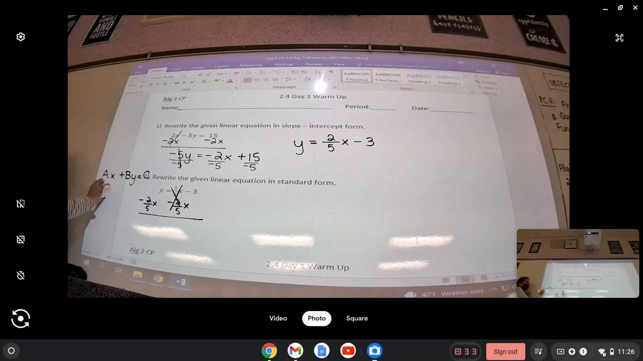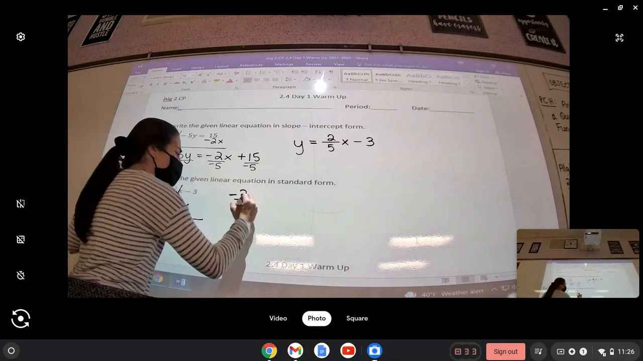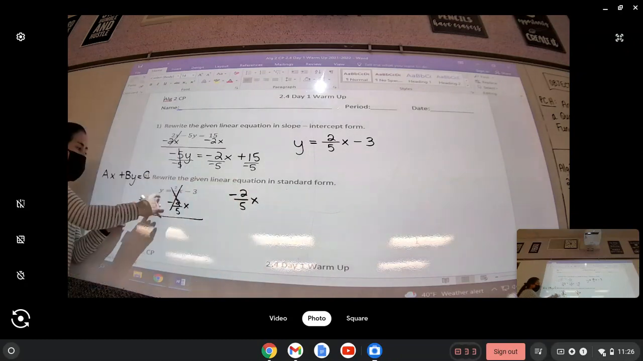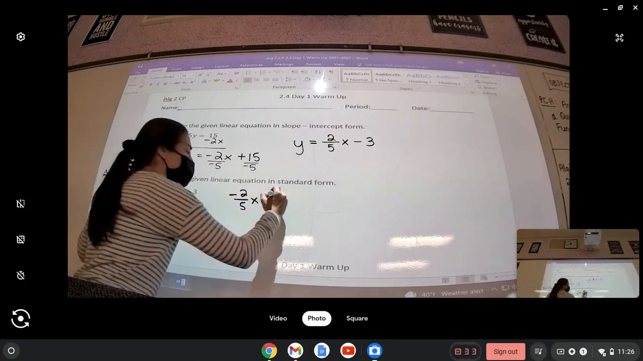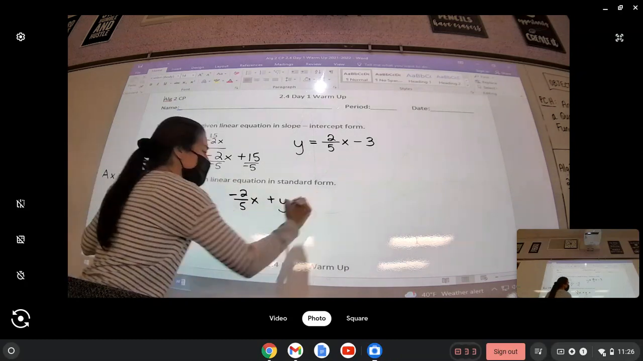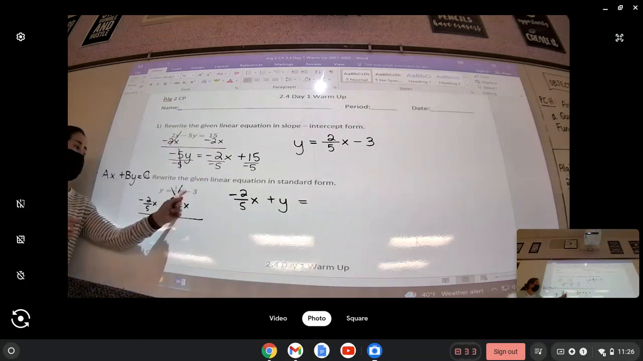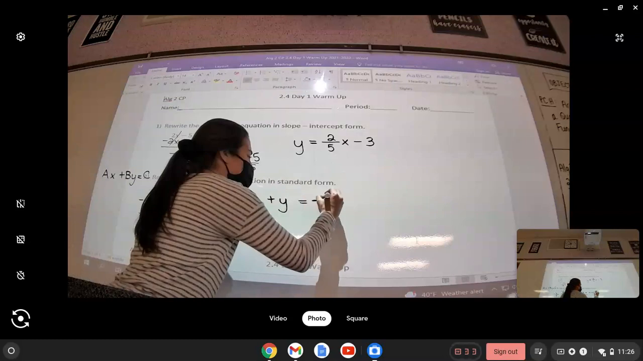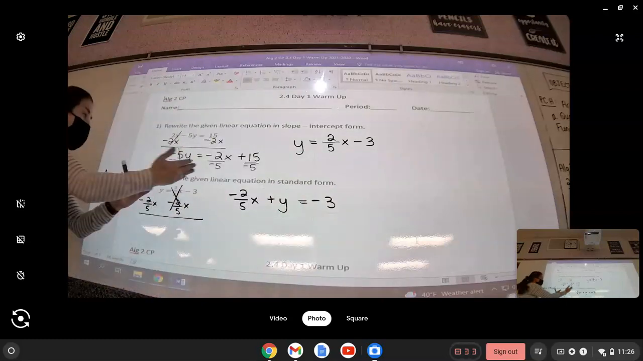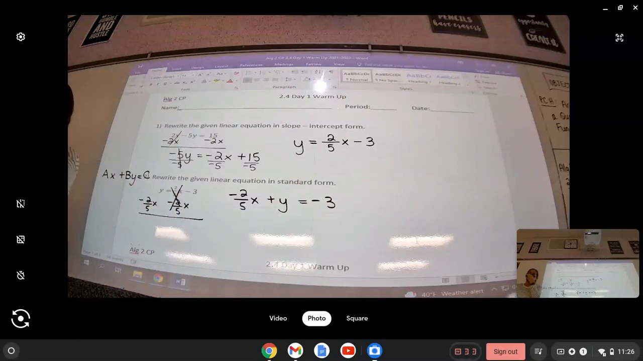Now I'm going to put my x's first because we like the ax term to be first. So I'm going to put my negative 2/5 x. Then I'm going to put the positive y that was already on this side. And now it's equal to, the only thing we left over here is negative 3. Okay. So we're looking more and more like standard form.